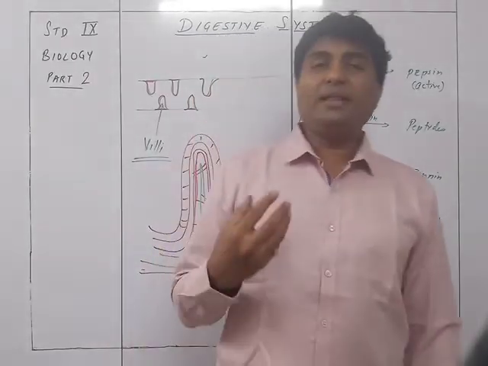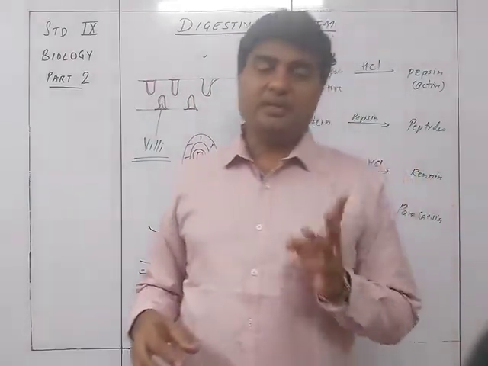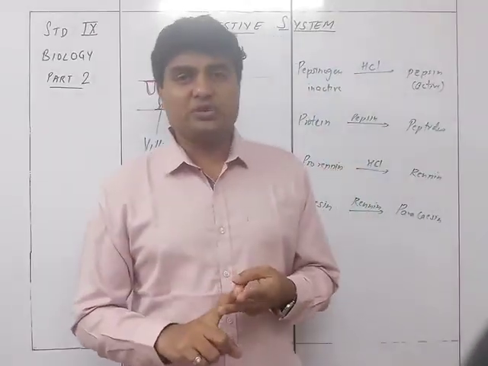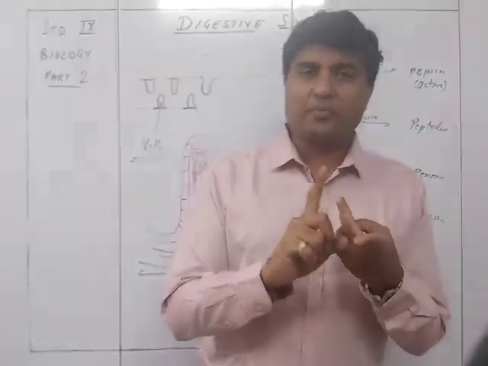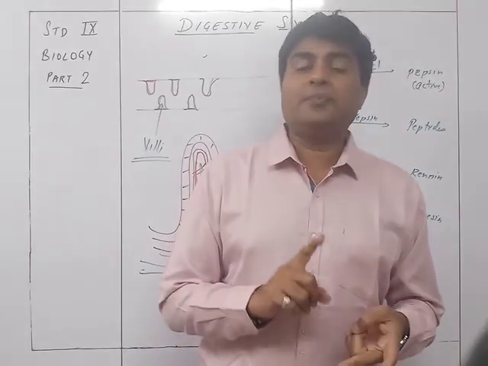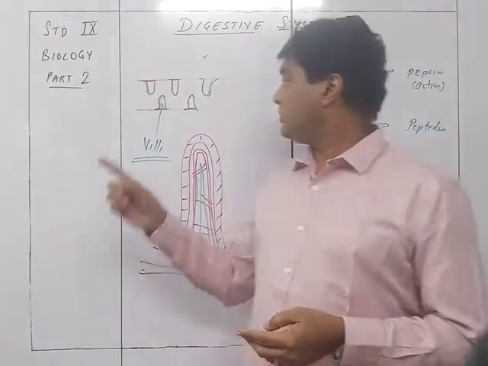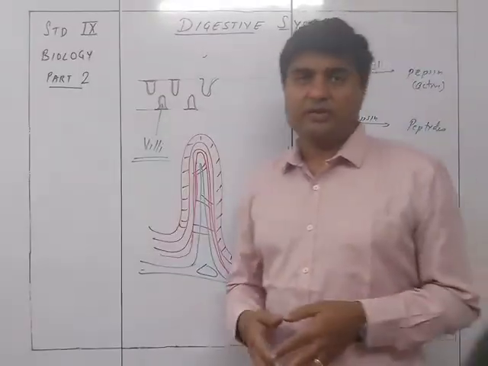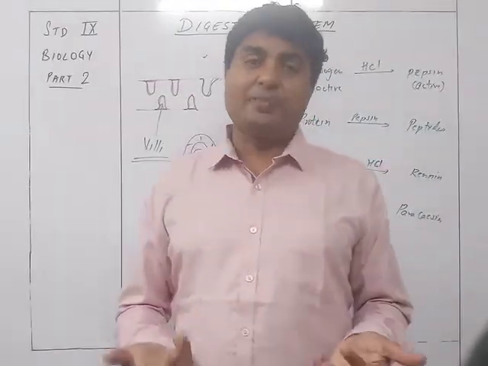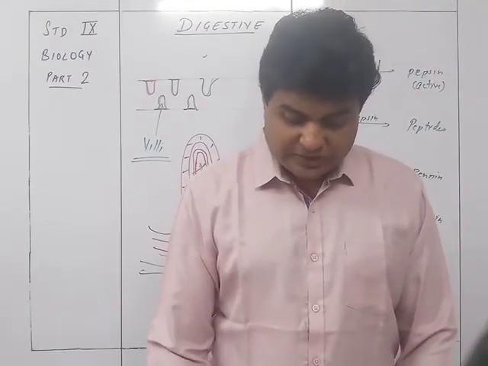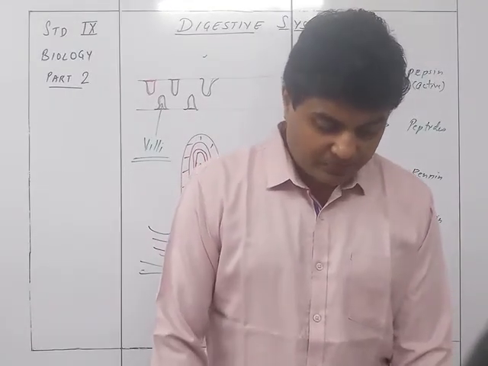So in this small intestine there are going to be three juices which are going to be put in. The first are the two juices coming: the bile juice coming from the liver, and another one is the pancreatic juice coming from the pancreas. Apart from that, inside the ileum there is always the intestinal juice which is generated by the intestine itself. So those are the juices which are going to enter into the small intestine.